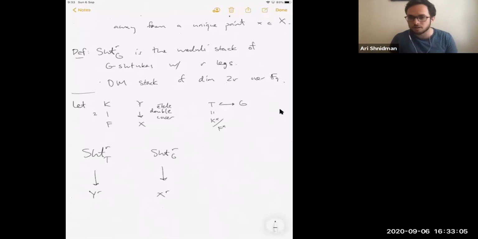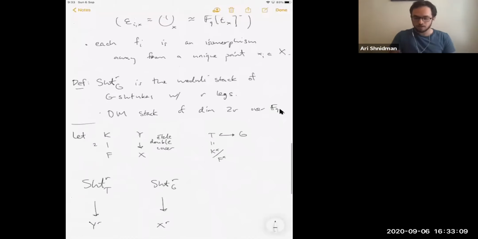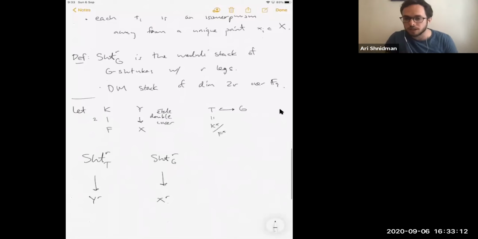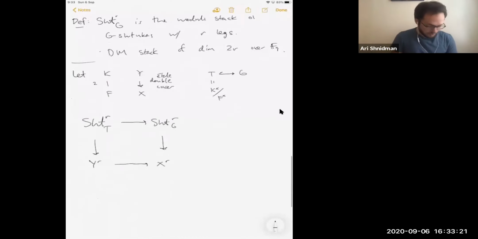These maps are just the maps that remember these unique points, x_i, where the modification was taking place for the vector bundles in the definition of the Shtuka. This is the double cover, and we get a map like this, and there's a natural map. On points, I have a chain of line bundles on Y, when I think about Shtuka T^R, like this, L_1, up to L_R, and so on. And this map theta is sending such a chain to just their push forward.